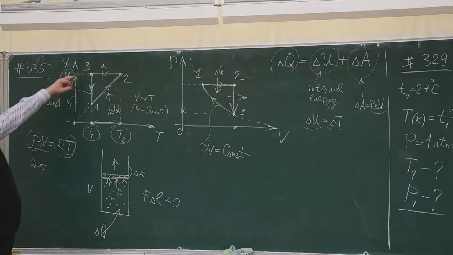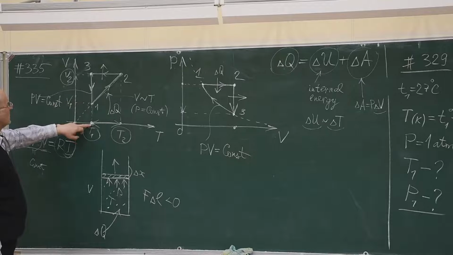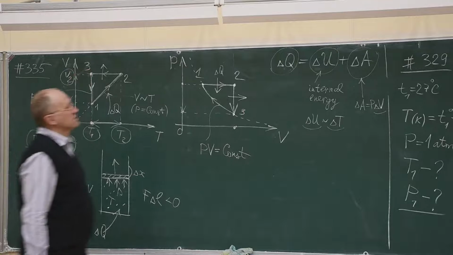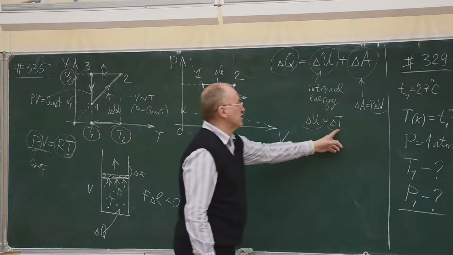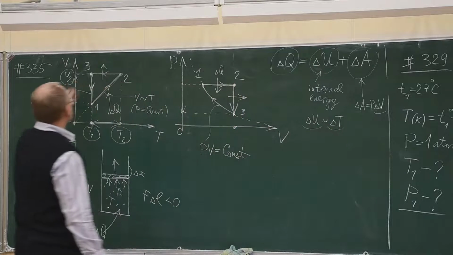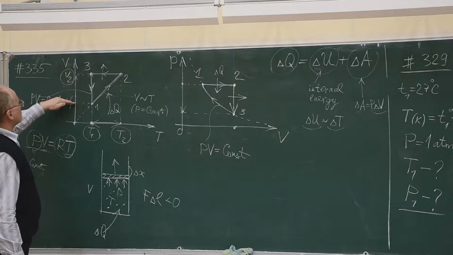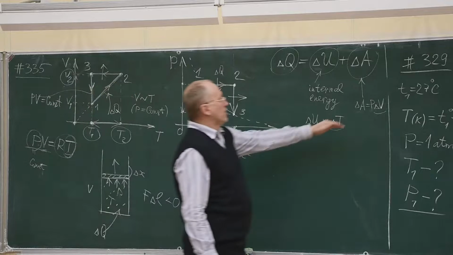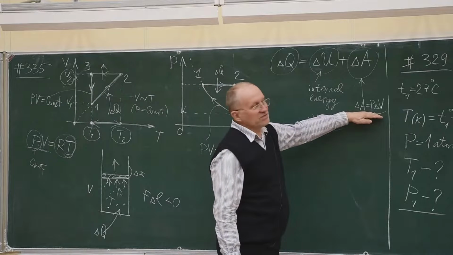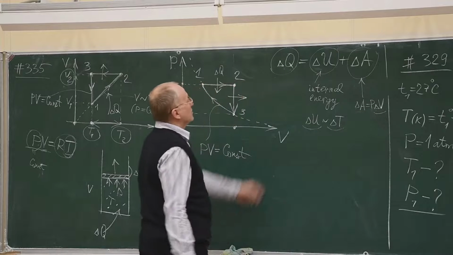What happens on the process 3 to 1? The temperature is the same. The temperature here is constant. Therefore, internal energy is constant. It doesn't change. As the temperature doesn't change, the internal energy doesn't change. But the volume is decreased. So the change in volume is negative. So the gas produces negative work. And it means that the gas releases some energy.